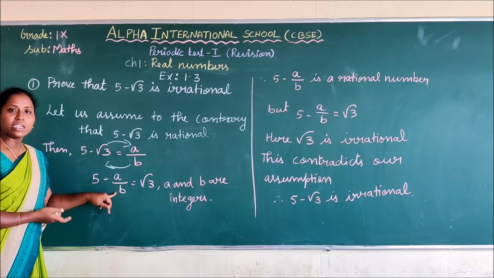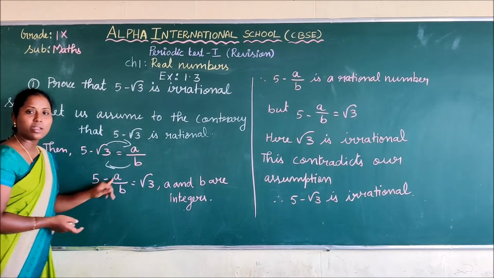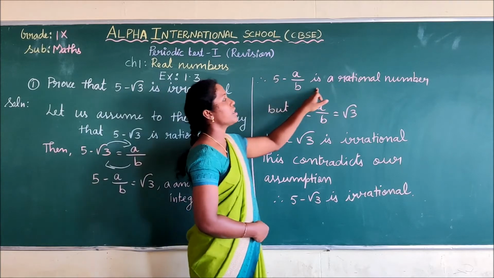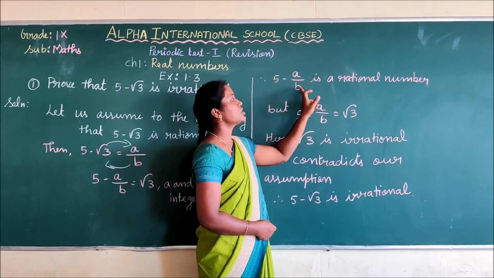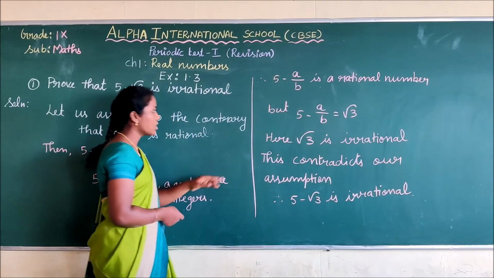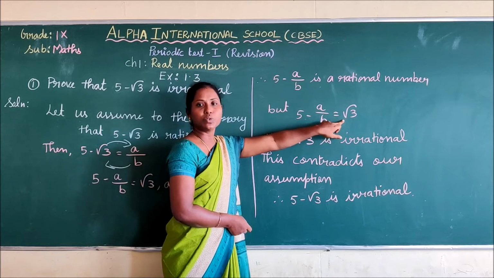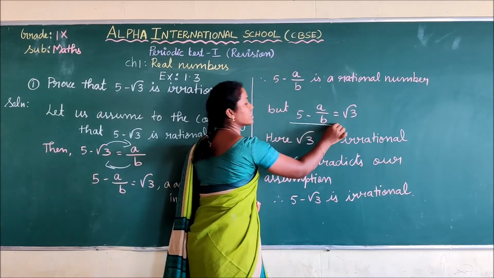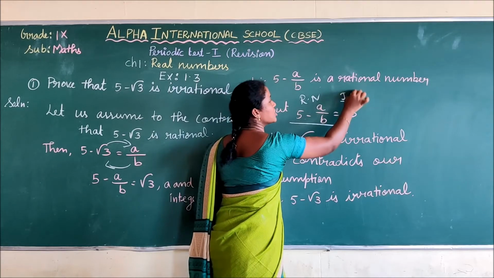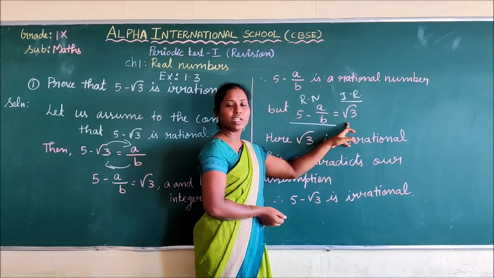A and B are integers. If so, we are having 5 minus A by B, where A and B are integers. So surely 5 minus A by B is a rational number. If you subtract this, surely we are going to get a rational number. But in the previous equation what we have is 5 minus A by B equal to root 3. See here, by our assumption this is a rational number, but root 3 is an irrational number. Can a rational number equal an irrational number?